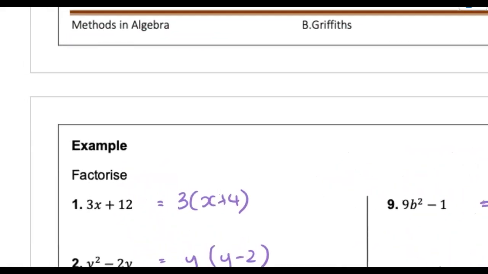So let's factorise the first one, 3x plus 12. We're looking for a common factor in both of those, and what's common to 3x and 12 is 3. So we pull the 3 out the front of the brackets, and we think, what do I times 3 by to get me 3x? 3 times x will give me 3x. What do I times 3 by to give me 12? It's going to be 4. 3 times 4 is 12. So that one is nice and straightforward.